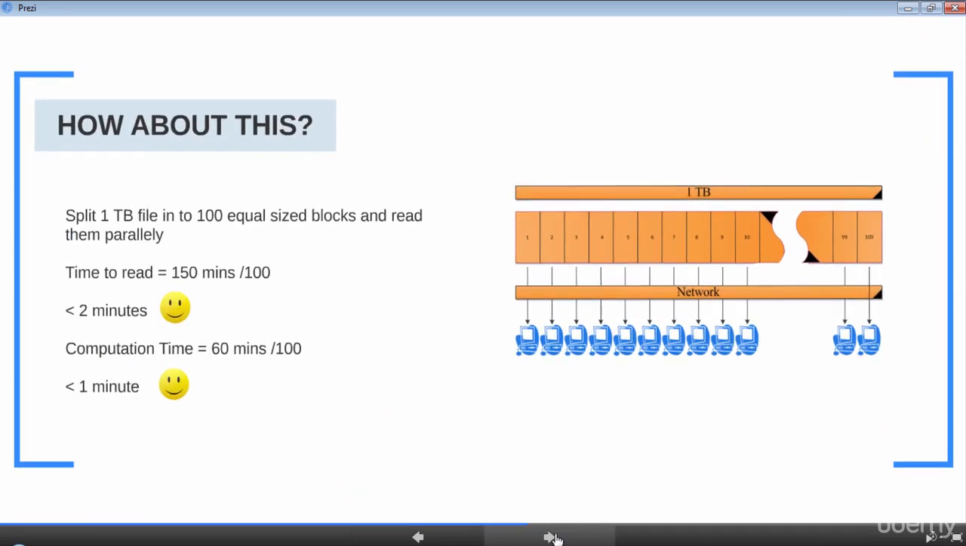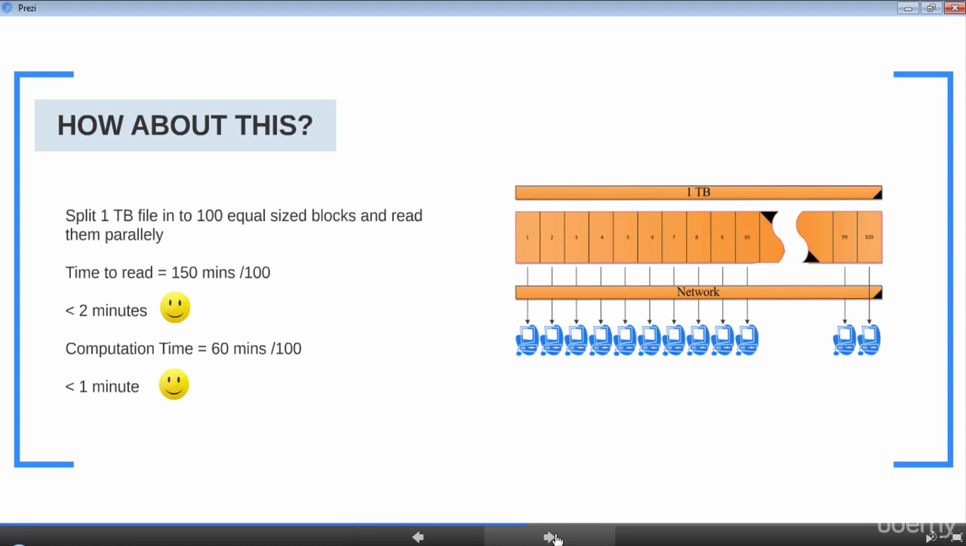I have a crazy idea. How about dividing the 1 terabyte dataset into 100 equal sized chunks or blocks and have 100 computers or 100 nodes do the computation in parallel? In theory, this means you cut the data access time by a factor of 100 and also the computation time by a factor of 100. So with this idea, you can bring the data access time to less than 2 minutes and computation time to less than 1 minute. So that sounds great.